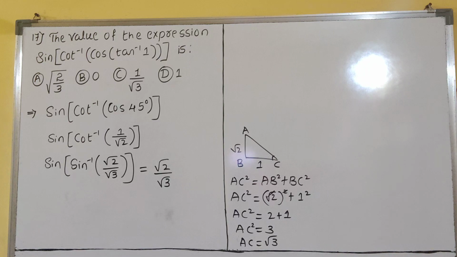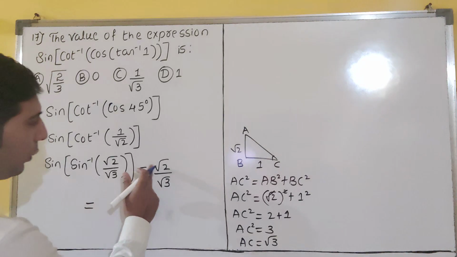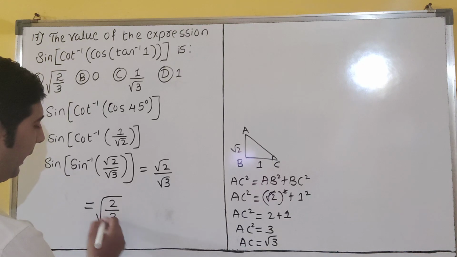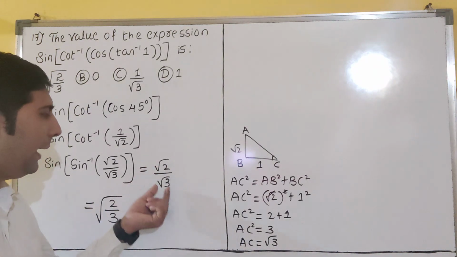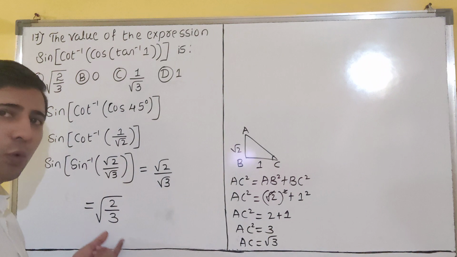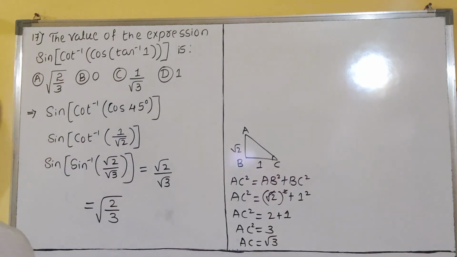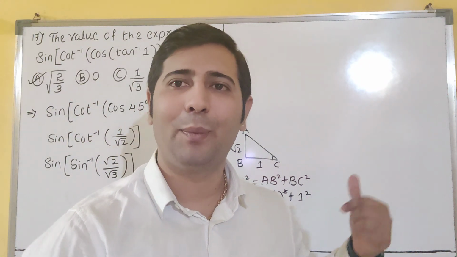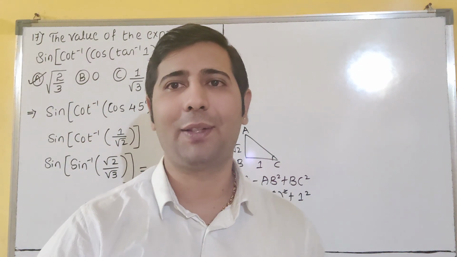Not matching? Yeah, it will match dear students. Root belongs to both or not? Overall root we can take. Root 2 by 3. So root 2 by root 3 we can write as root 2 by 3 dear students. That will match with option A. Clear? A for awesome. Awesome is the answer dear students. Please copy this. We'll go for the next question dear students.